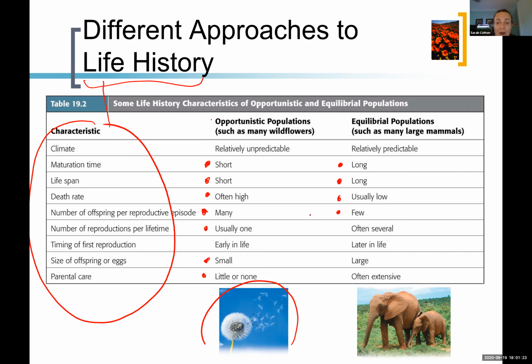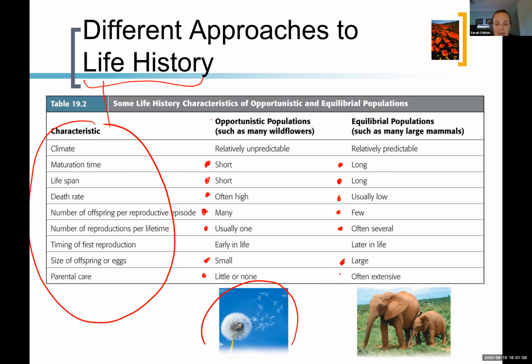But equilibrial populations often have more reproductive events, right? So you only have one baby at a time, but then a year or 2 later, you can have another one. A year or 2 later, you can have another one, right? So equilibrial populations can produce lots of offspring, but it's kind of spread out over time. And the reason for that is because the offspring are typically very large, right? So it takes a lot of energy to grow them.